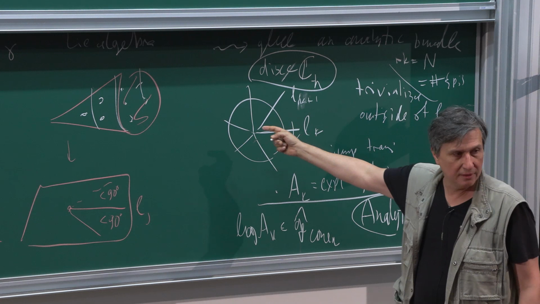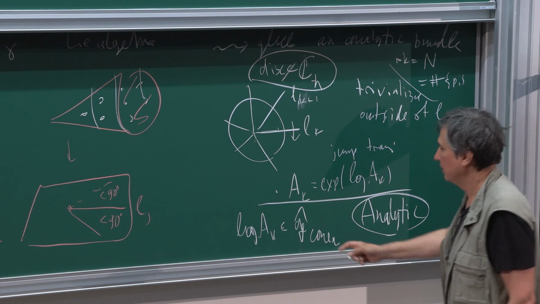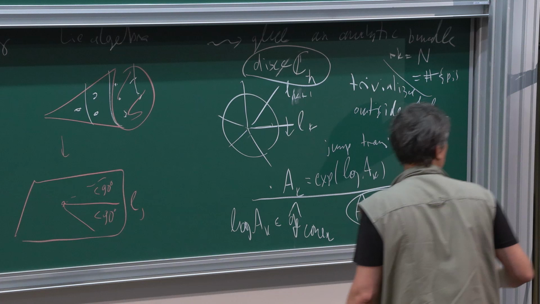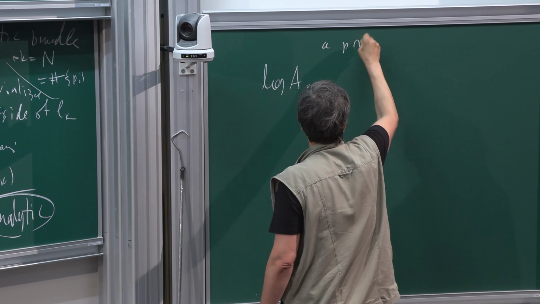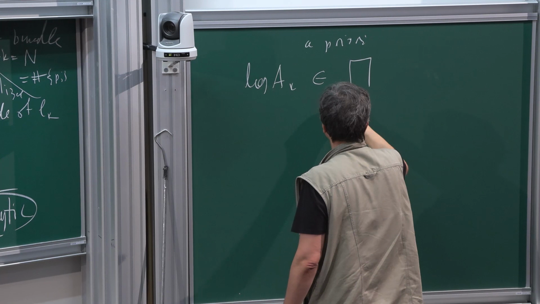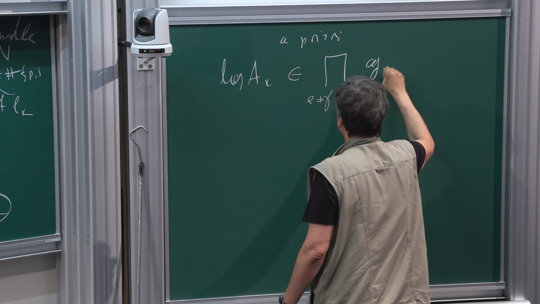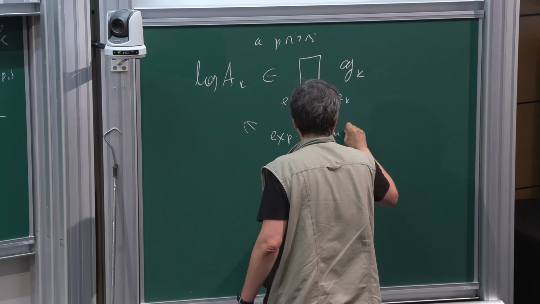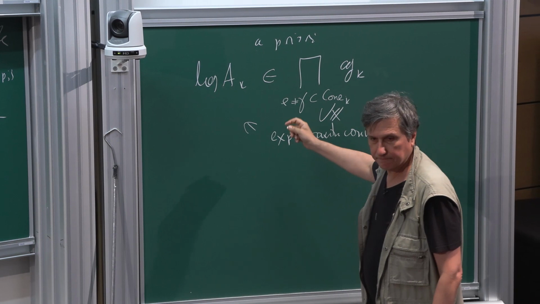So log A_k belongs to what? To the pronilpotent completion, this product of elements of the Lie algebra. Maybe I'll take the following: log l_k, a priori for formal things, belongs to the product over gamma not equal to zero, in the cone k, of g_gamma, instead of a direct sum, an infinite sum. But in fact, it belongs to the exponential growth part, the growth condition, g gamma.